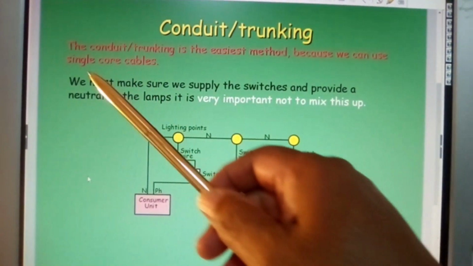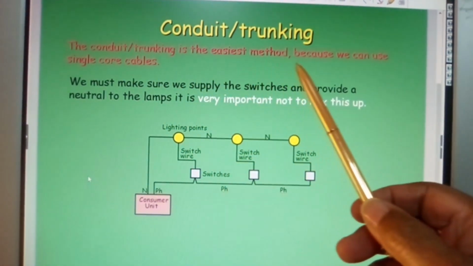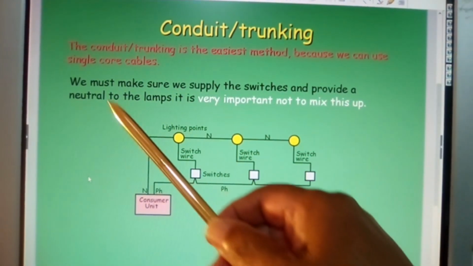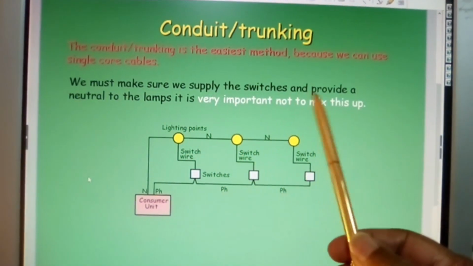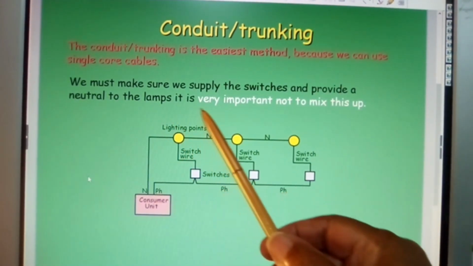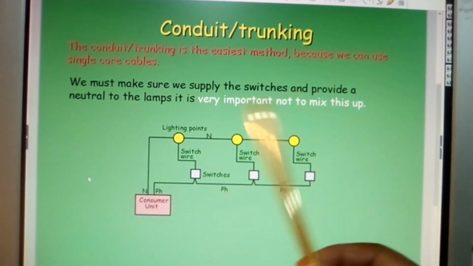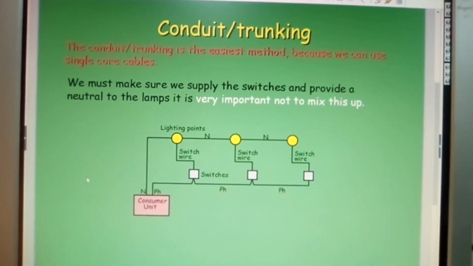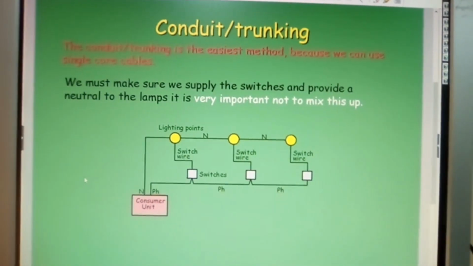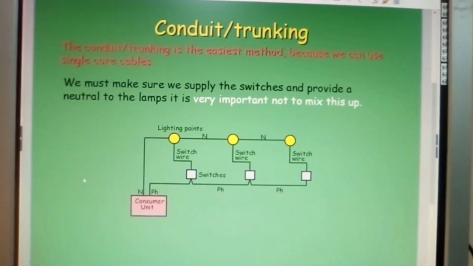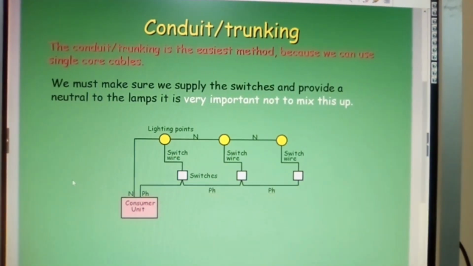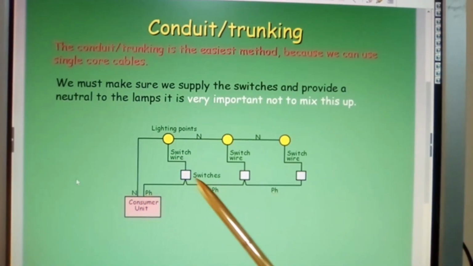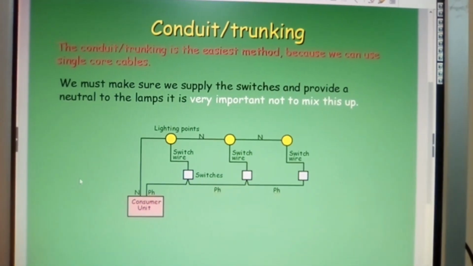Here we have conduit trunking. The conduit trunking is the easiest method because we can use single core cables. We must make sure we supply the switches and provide a neutral to the lamps. It is very important not to mix this up, because you would use the appropriate neutral and phase conductors in respect of your wiring circuits and your wiring diagrams. You'll see that the phase goes to the switches.